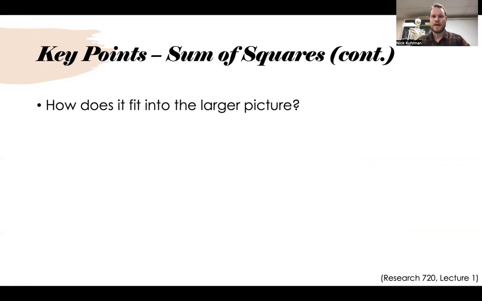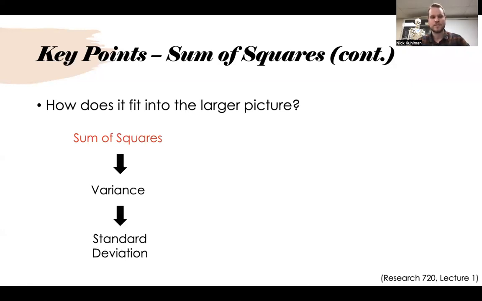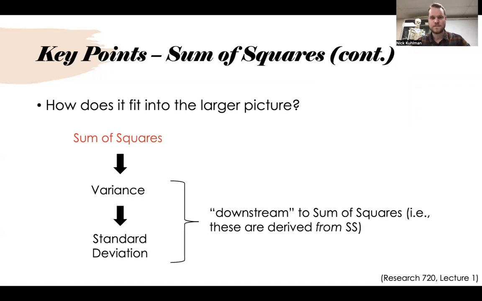But first, let's zoom back out and see how this fits into the larger picture. Okay, so if we start with sum of squares, we can then derive variance from that. And then from variance, we can derive standard deviation. So variance and standard deviation can be thought of as being downstream to sum of squares. In other words, they are derivations of it.